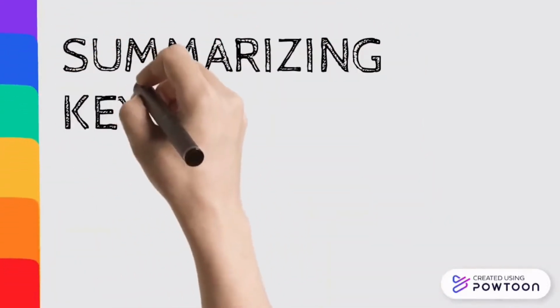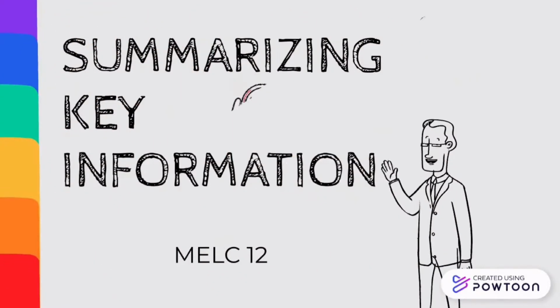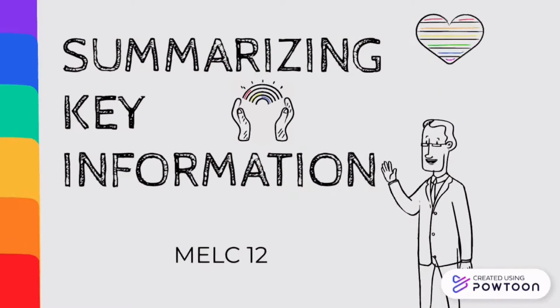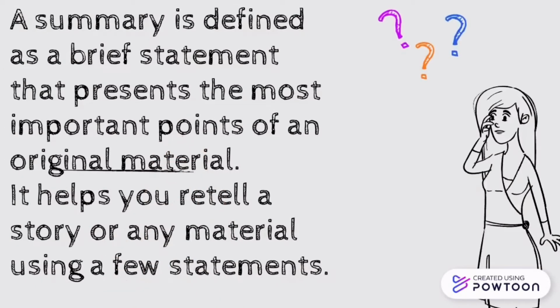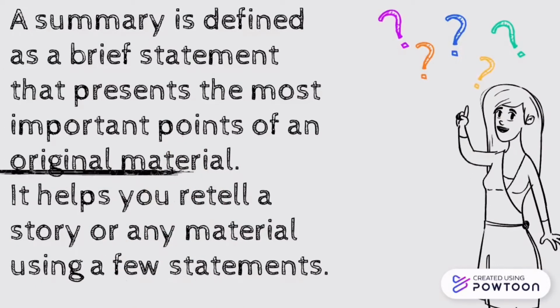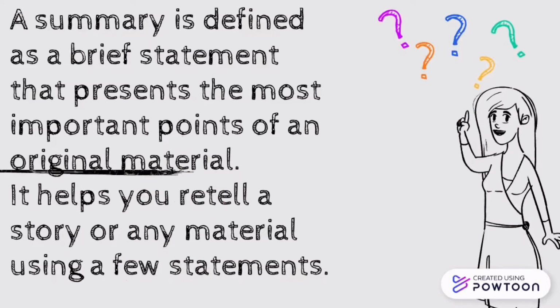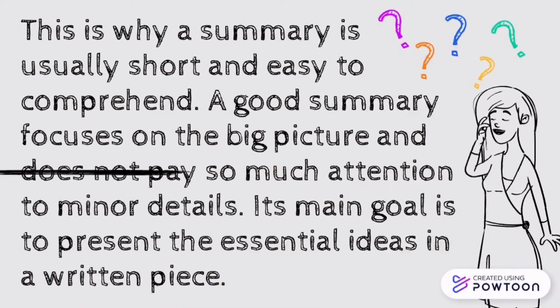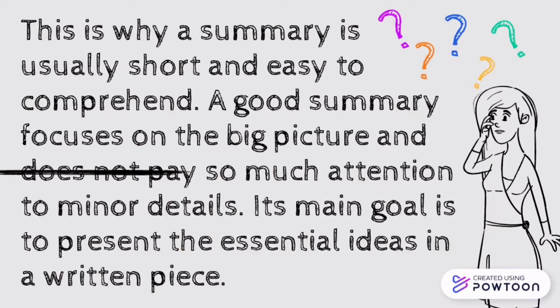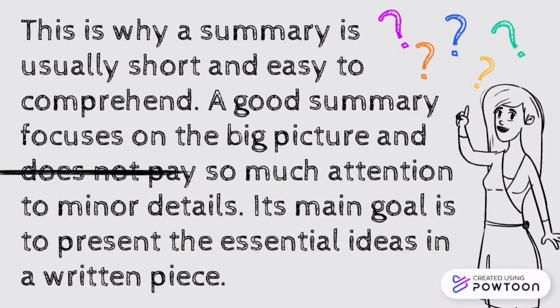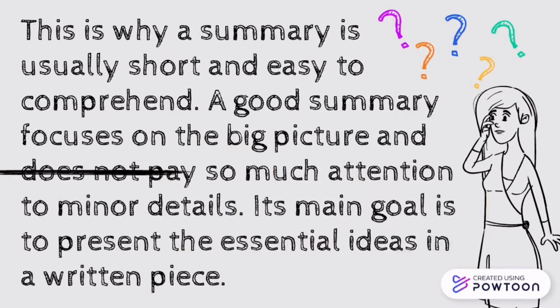Summarizing key information. Summarizing is a common skill in learning English. While it usually sounds like an easy thing to do, one must still be properly guided when it comes to writing one out of an original text. A summary is defined as a brief statement that presents the most important points of an original material. It helps you retell a story or any material using a few statements. This is why a summary is usually short and easy to comprehend. A good summary focuses on the big picture and does not pay so much attention to minor details. Its main goal is to present the essential ideas in a written piece.